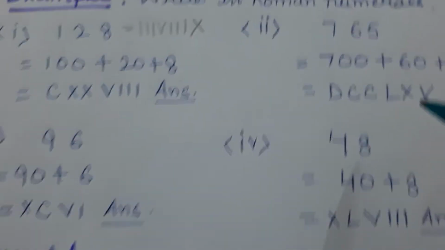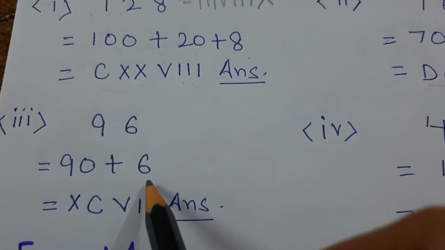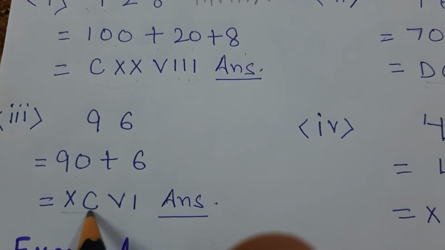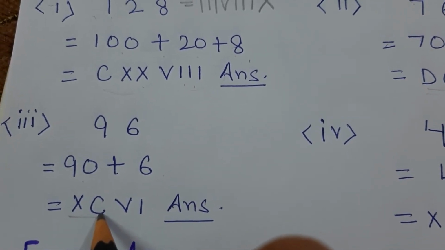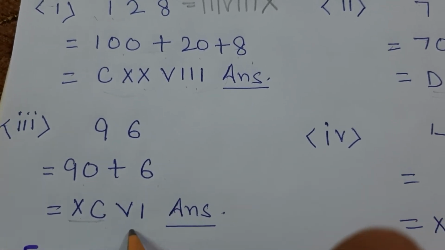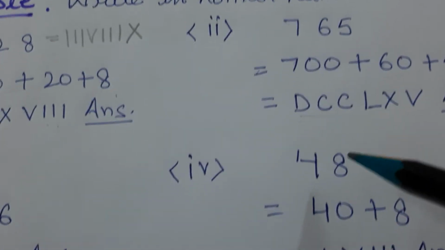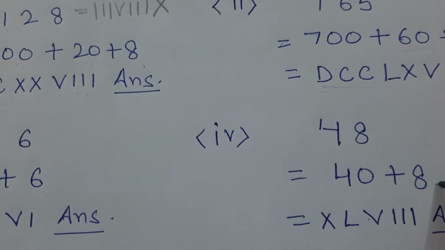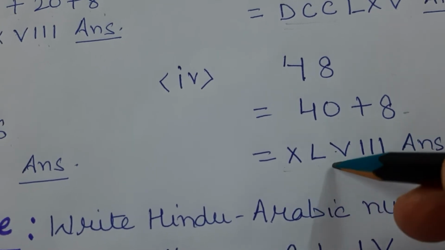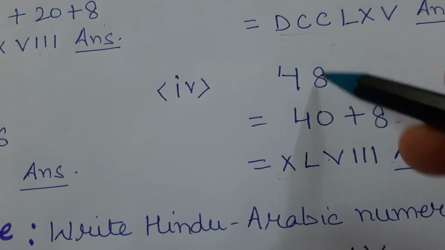Next is 96. Split this number according to its places: 90 plus 6. So 90 is 100 minus 10, which means XC. Then 6. So this is the symbol for 96. Next is 48. So 40 plus 8. First we write 40, that is XL. Then 8, V triple I. So this whole number represents 48.